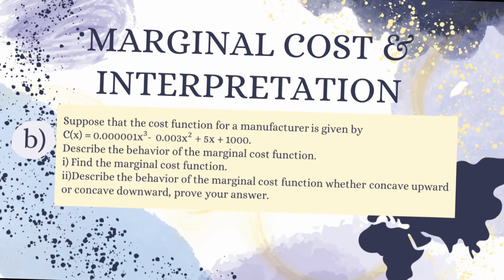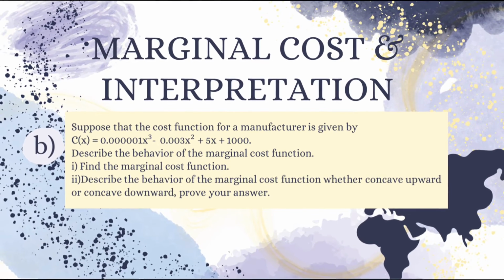For the second question, B is about finding marginal cost and its interpretation. Let's have a look at the question. Suppose that the cost function for a manufacturer is given by the function C. Describe the behavior of the marginal cost function. 1. Finding the marginal cost function.